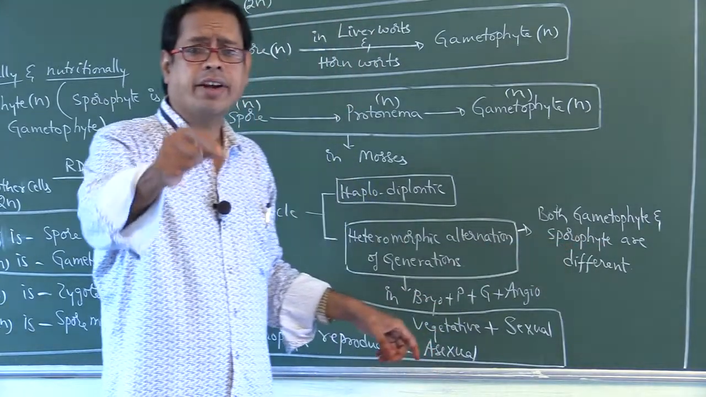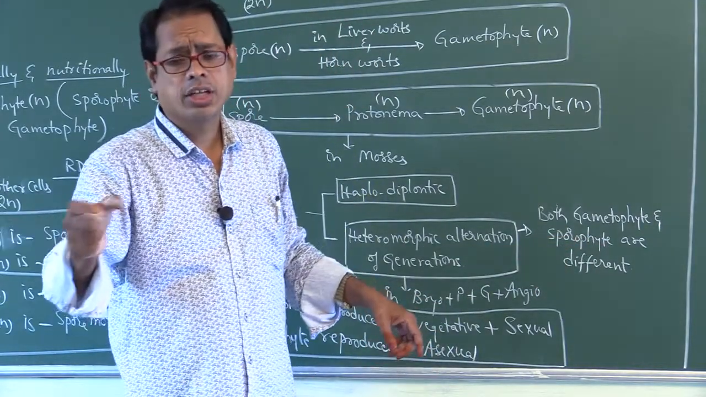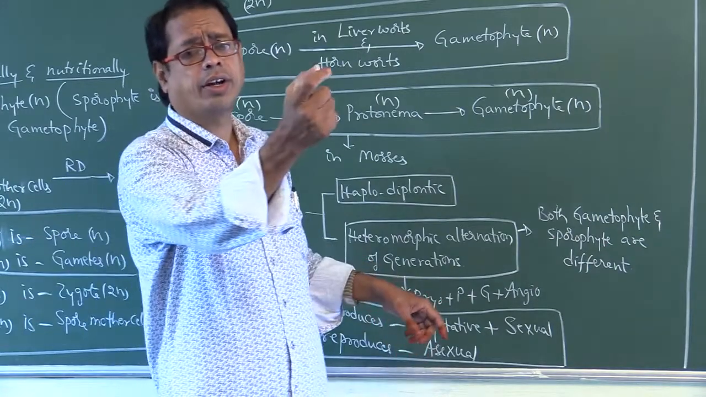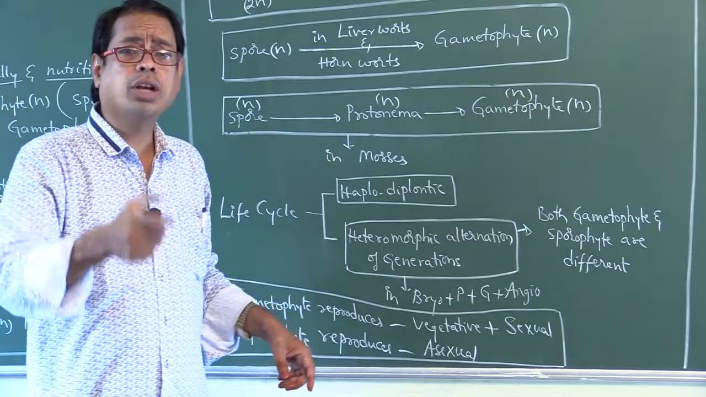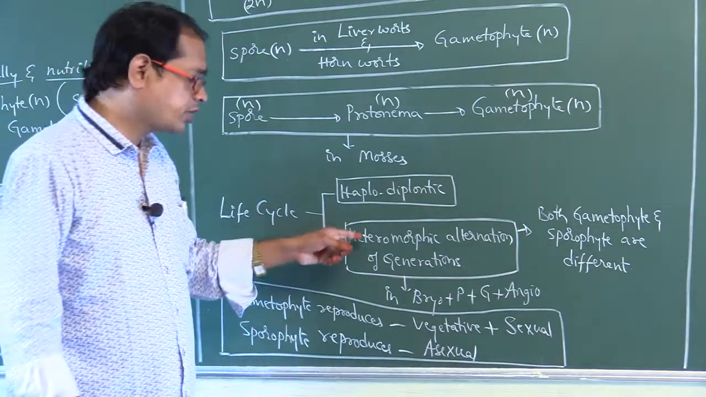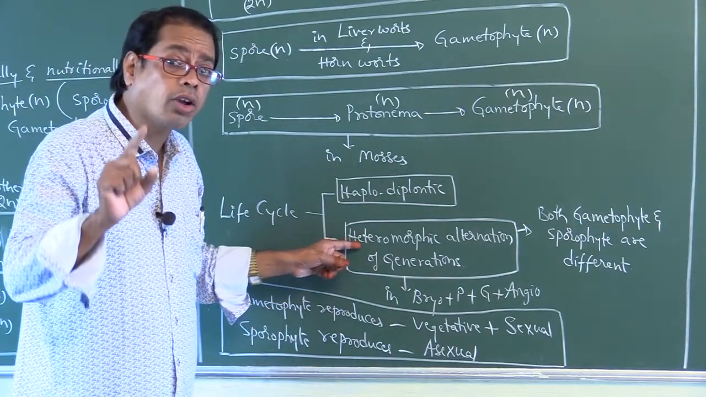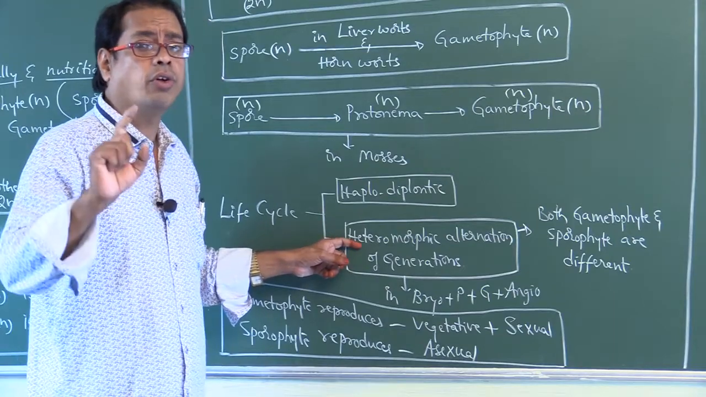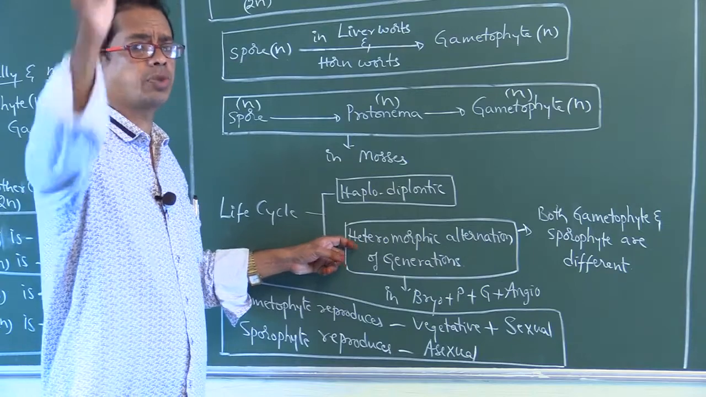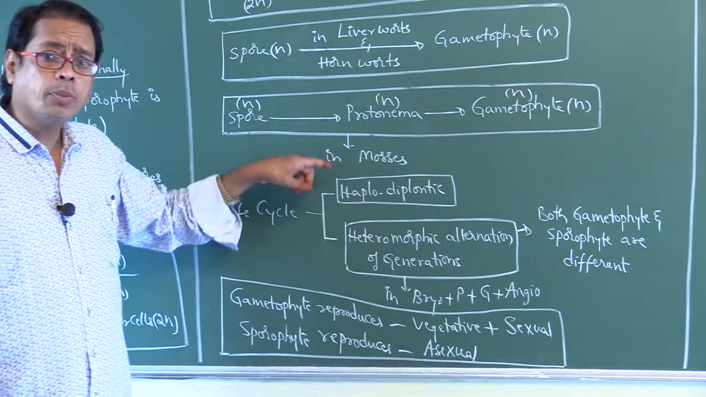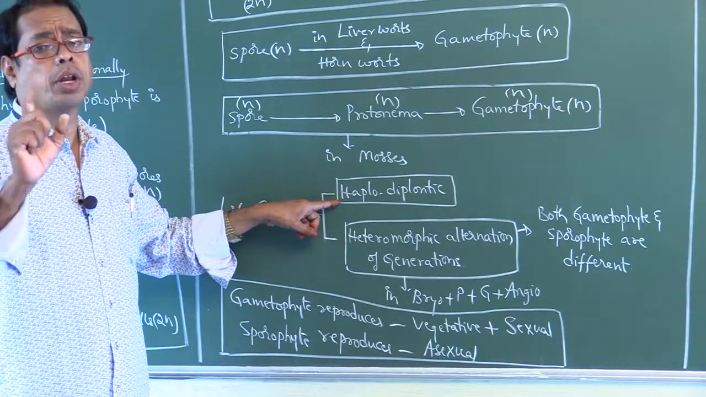That is, gametophyte alternates with sporophyte, and sporophyte alternates with gametophyte. So both alternate with each other. Both the two phases are different. That's why it is called heteromorphic alternation of generations, found in Bryophyta, Pteridophyta, Gymnosperms, Angiosperms. Haplodiplontic life cycle is found in Bryophyta.